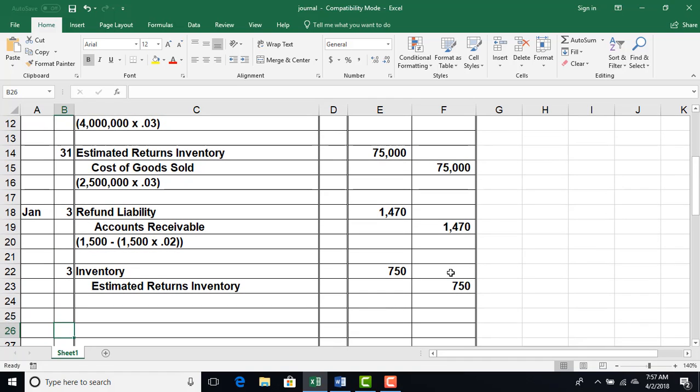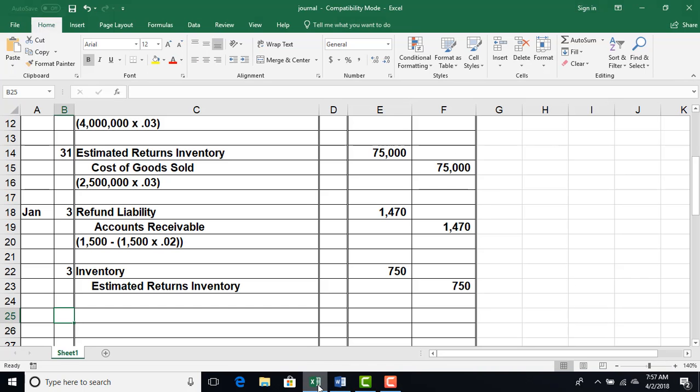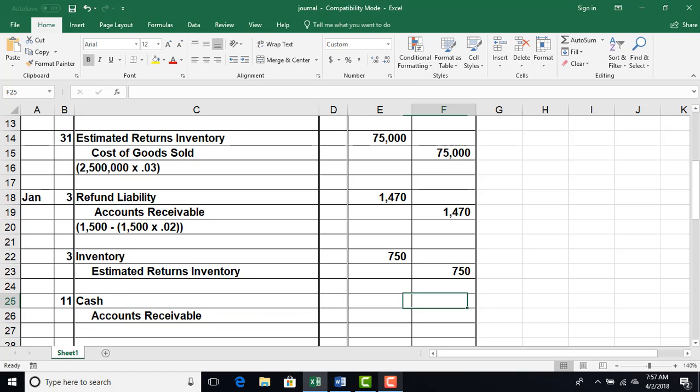on January 3rd. The next transaction that happens is on January 11th. It says Wentz received the amount owed from the sale of December 30th. Remember here it says they had 15 days to pay and still receive that 2% discount. It looks like this was 12 or 13 days later, so within that 15-day window, so they're going to get their discount on what they're paying me. This journal entry will actually be pretty simple. It'll just be a debit to cash and a credit to accounts receivable for the amount that they owe me. I don't have to record anything else here. I just got to figure out what that amount is.